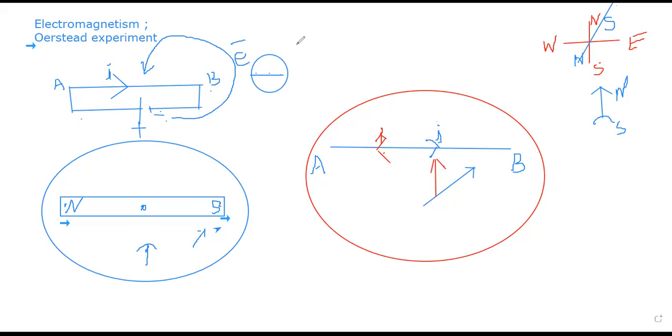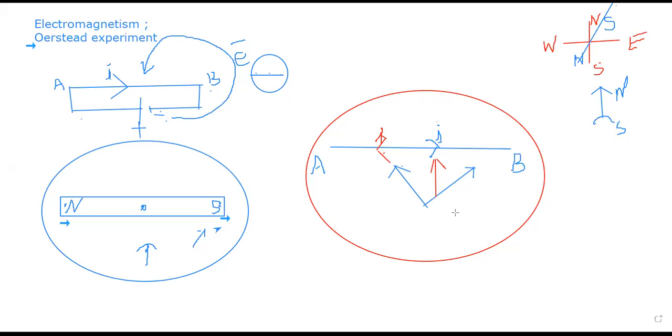Obviously, the needle is deflected towards this direction, so in the opposite direction. Even when changing the direction of the current, in both cases there is a deflection in the magnetic needle. The magnetic needle shows the deflection. A magnetic needle showing deflection means there is a magnetic field around the conductor.